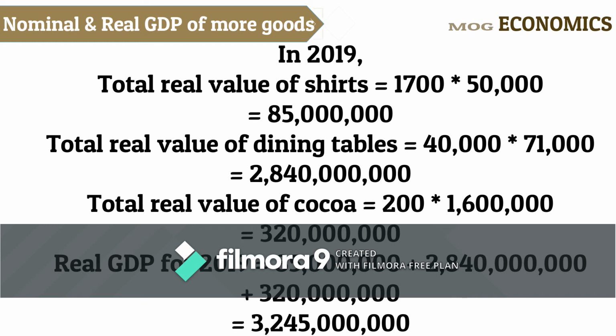This means that the economy did better in 2019 than in 2018. The prices of dining tables and shirts were higher in 2018, the base year, than in 2019. We must note that this is not always the case.